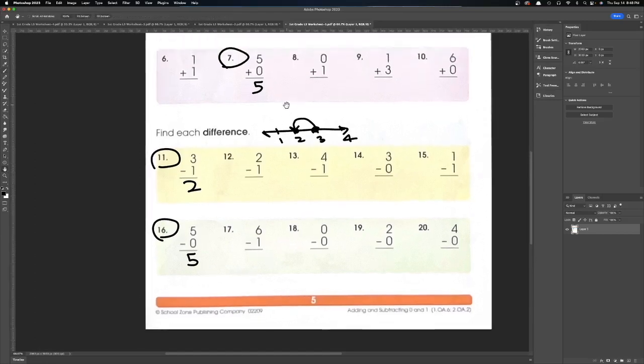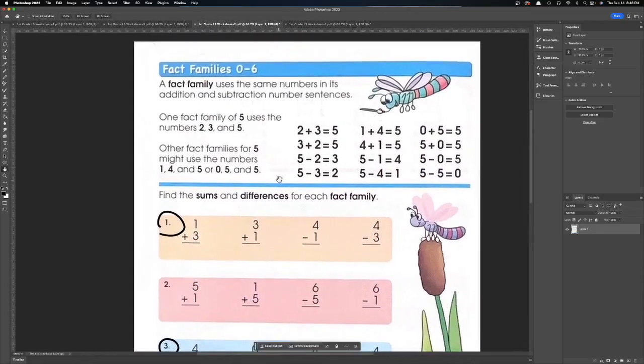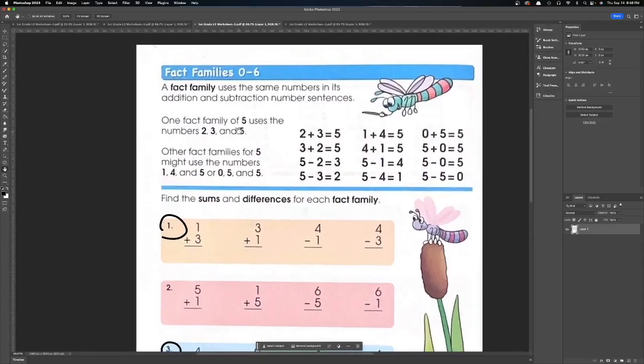That is the first worksheet. Let's go on to the second worksheet. Now we have fact families. So what is a fact family? It says a fact family uses the same numbers in its addition and subtraction number sentences. One fact family of 5 uses the numbers 2, 3, and 5.